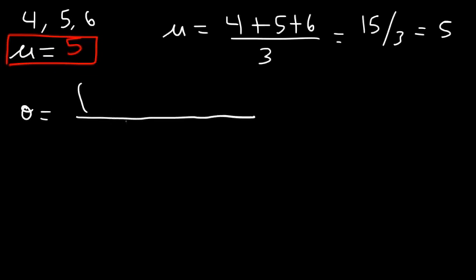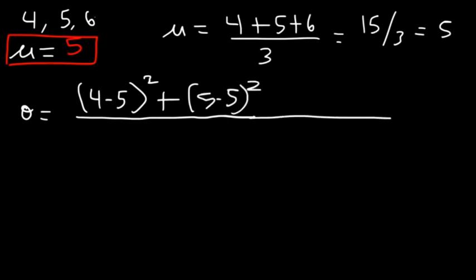So the first number is going to be 4, and we're going to subtract it from the mean, and then square it. The next number is 5, subtract it from the mean, and then square it. And then after that, the last number is 6. This is going to be 6 minus 5 squared. Now it's divided by n, and let's not forget to take the square root of the entire thing.